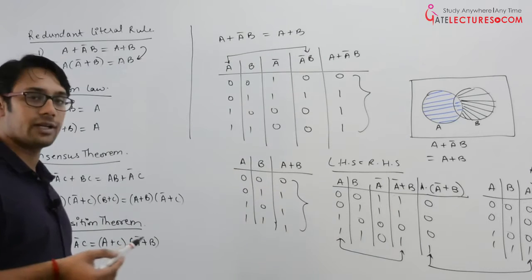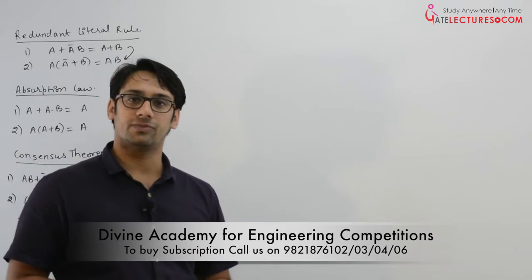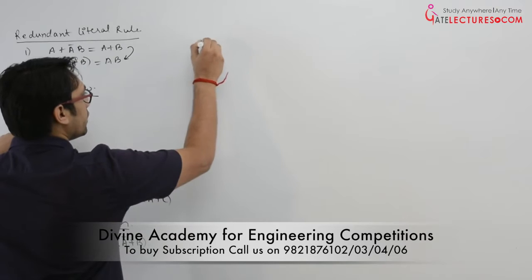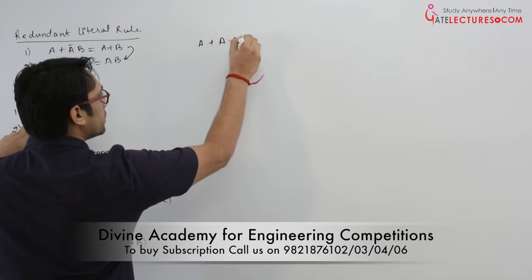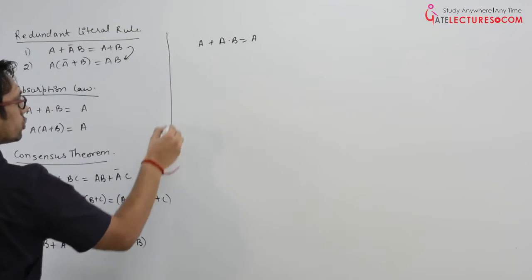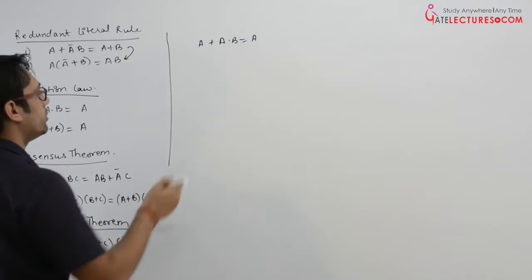Now let us try to prove the absorption law. So what is the absorption law? It says if we have A plus A dot B, then it can be written as A, right? So there are two ways. Either you can prove it using Venn diagram. So let us try to draw a Venn diagram.